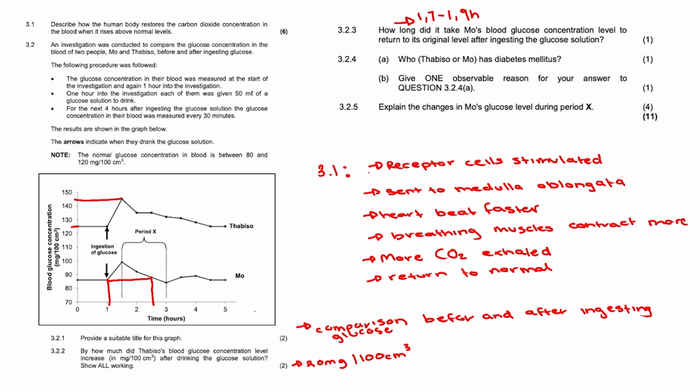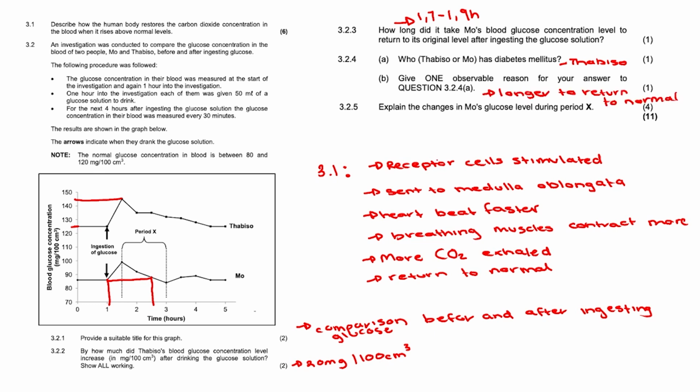3.2.4. A. Who, Thabiso or Mo, has diabetes mellitus? Thabiso is the one with diabetes mellitus, as his blood glucose concentration spiked a lot higher than Mo's and took a lot longer to reach its normal rate again. B. Give one observable reason for your answer to question 3.2.4a. His glucose level is higher than the normal range, and it takes longer for his glucose level to come down to its original level, as we have already discussed in the question before.